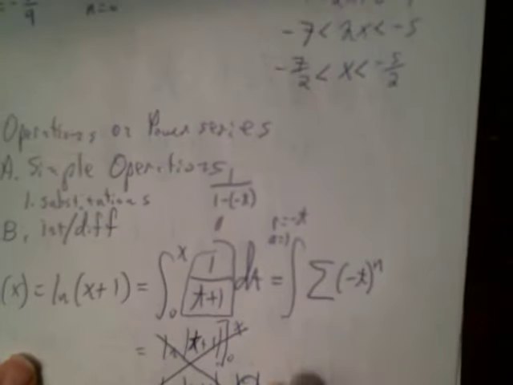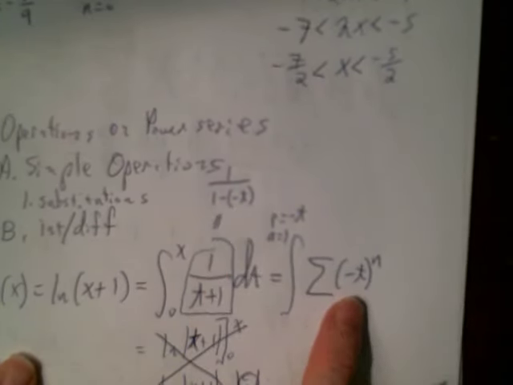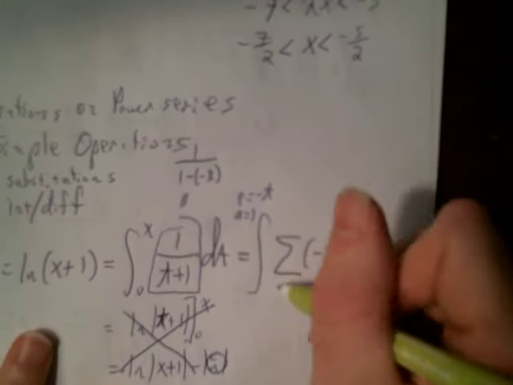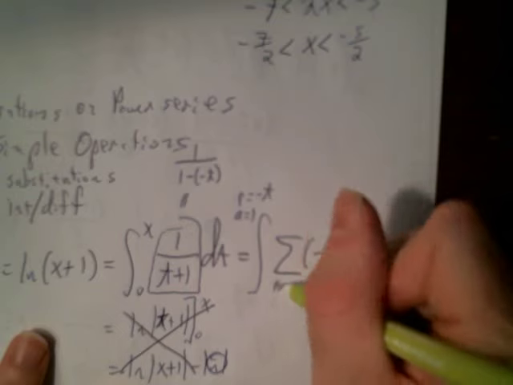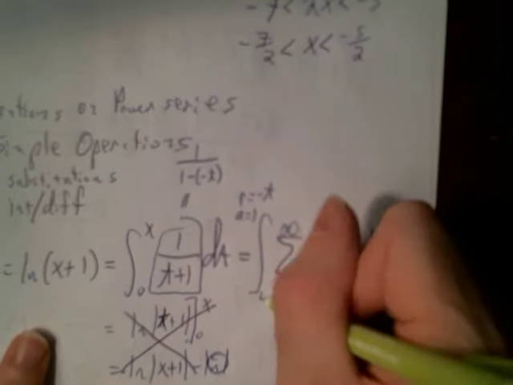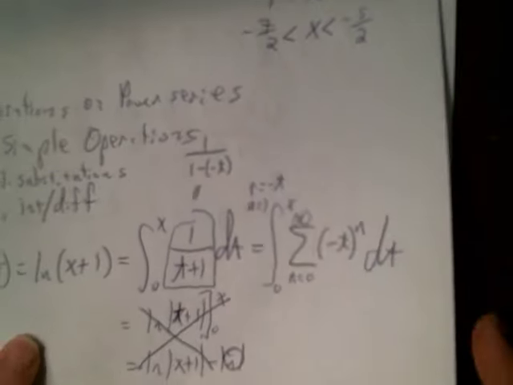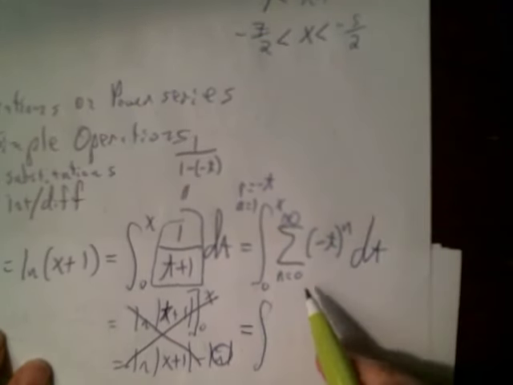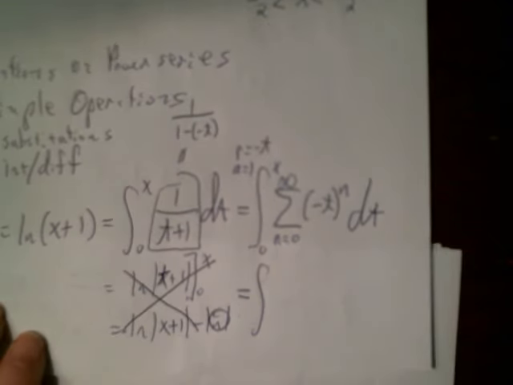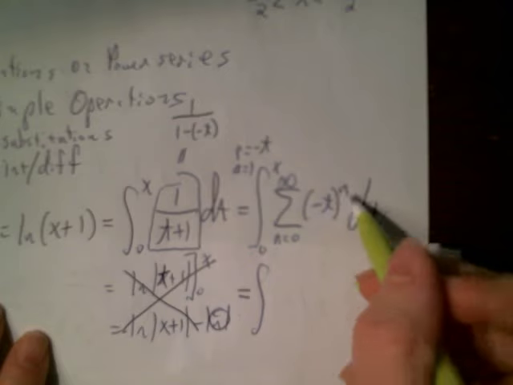Okay? So this negative t is the r value that I want inside for my power series expression. So this is going from n equals 0 to infinity, dt, of course, from 0 to x. And then I need to integrate that thing. So in the beginning, you probably want to integrate term by term. But later on, once you get the hang of it, you just integrate the expression for the terms of the series.